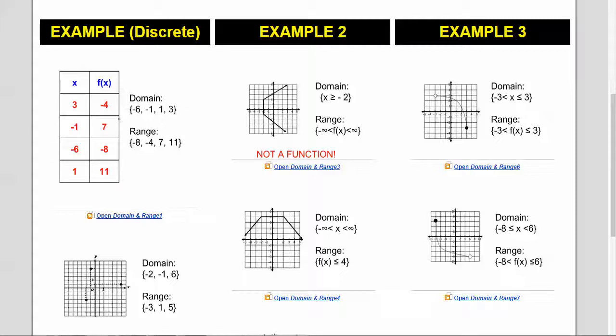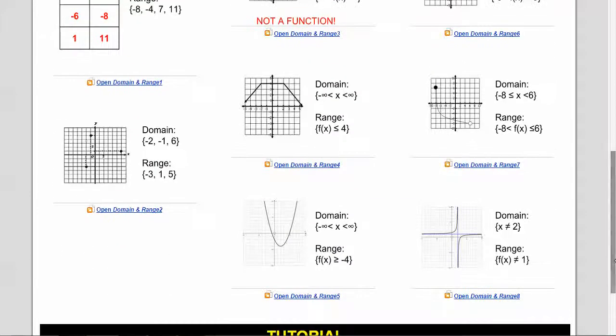So I just say, starting at lowest would be -6. Then I'm going to get -1, 1, and 3. And that's just listing them in order. My range here starts at -8, -4, 7, and 11. And so that's my range. These are called discrete. Actually, I'm going to move down here to show you one more example of discrete.